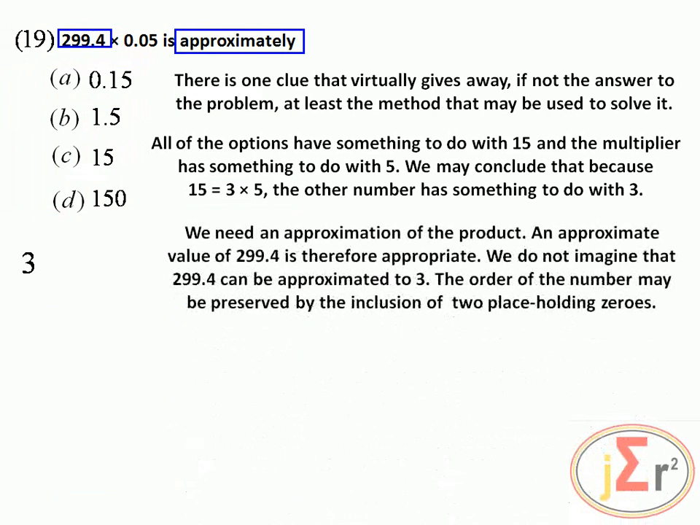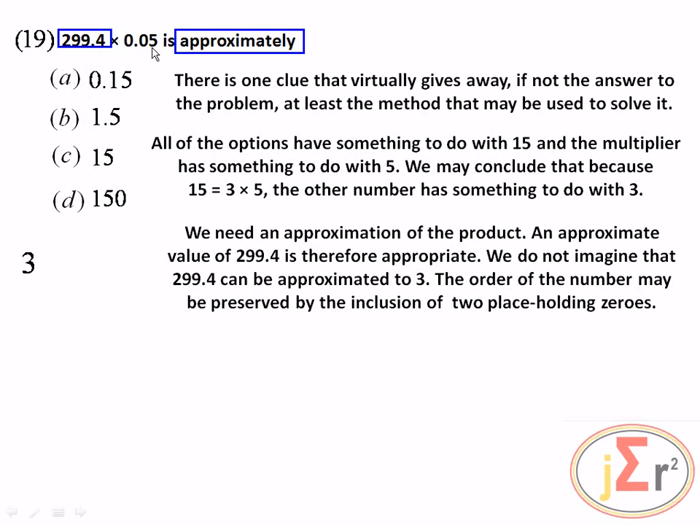Notice what we have highlighted. We need an approximation of the product. An approximate value of 299.4 is therefore appropriate. We do not imagine that 299.4 can be approximated to 3. The order of the number may be preserved by the inclusion of 2 placeholding zeros. So we have 299, and we are writing an approximate value of what we get when we multiply this by 0.05.